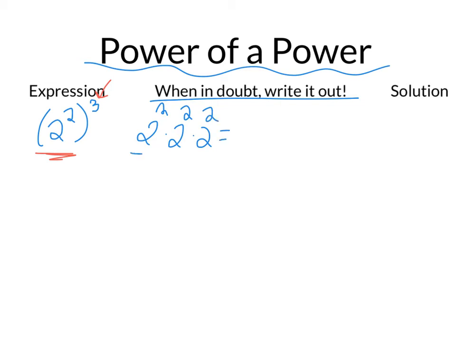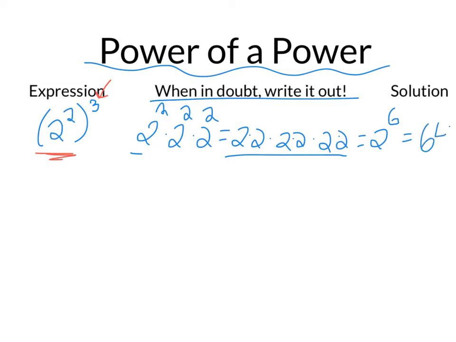And then for each 2 squared, that's 2 times 2. 2 times 2. 2 times 2. Boom, boom. So how many 2's are there? 1, 2, 3, 4, 5, 6. So this becomes 2 to the power of 6, which you can then evaluate all the way, which is 64.